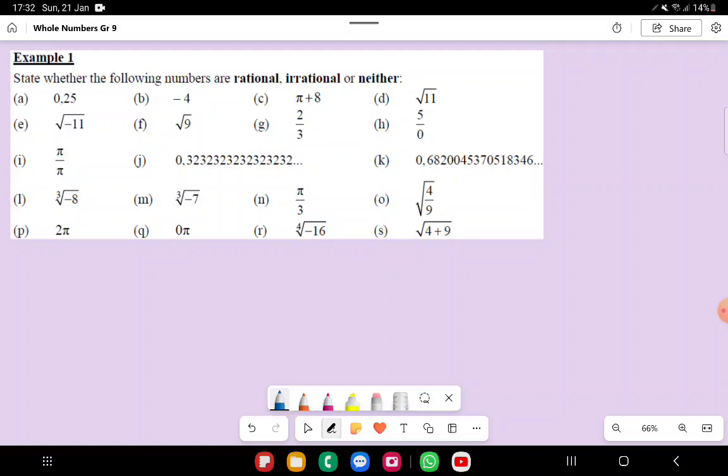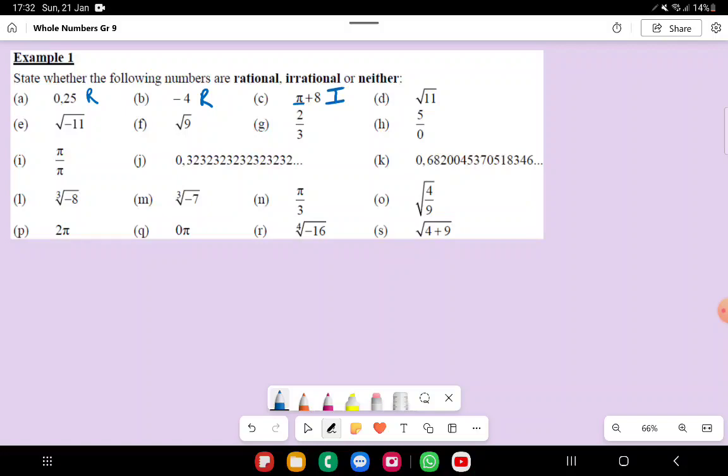Our first one, A, 0.25. 0.25 is rational because it is a terminating decimal. B, -4. We know it's an integer because it's a negative number, and it is rational. C is adding 8, which is rational, plus pi, which is irrational. Since pi is irrational, 8 plus pi is going to be irrational. Therefore, this answer is irrational.